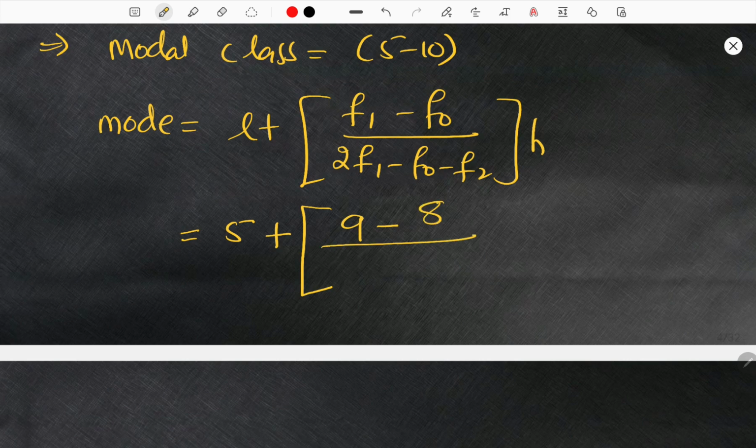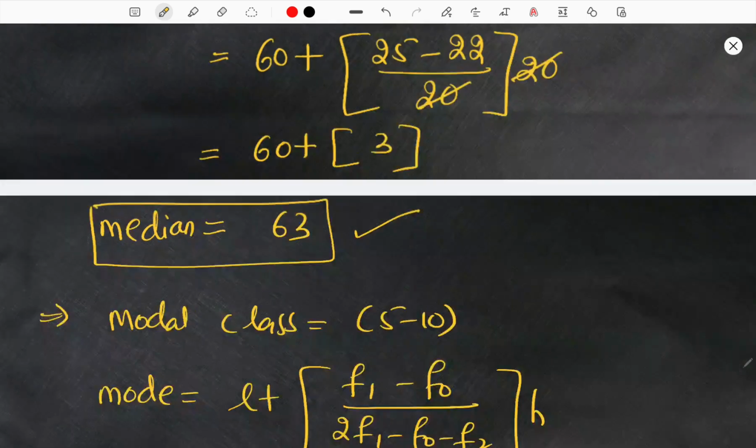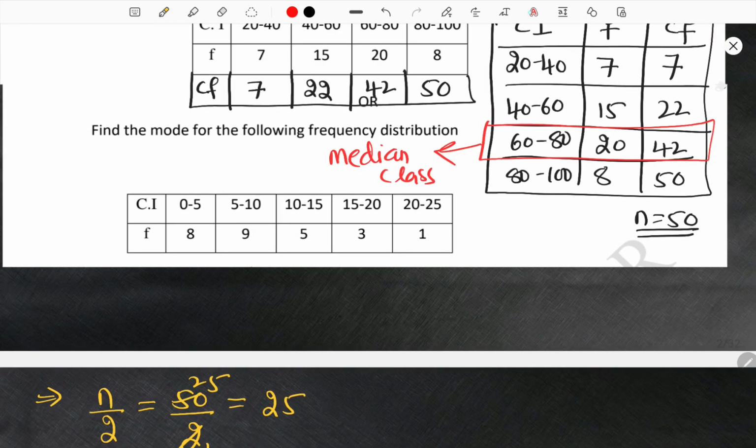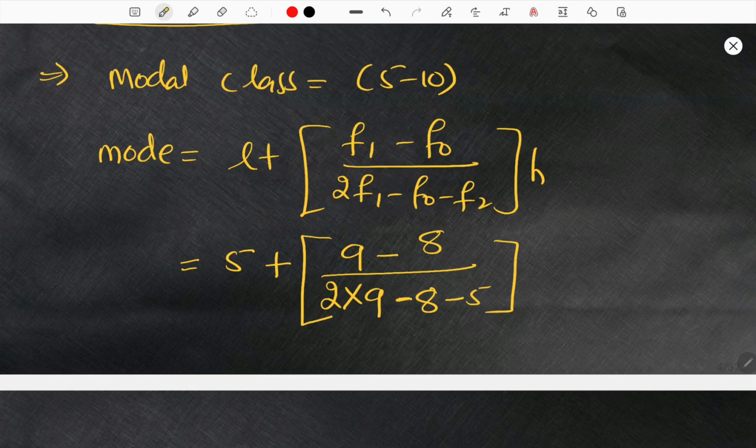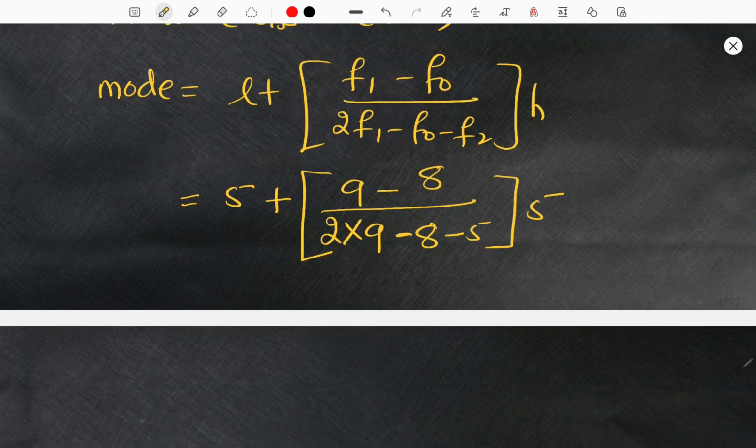Alright, divided by 2 into F1, which is again 9, minus F0 which is 8, minus F2. F2 means frequency of the class after the modal class. After the modal class, what is there? Look at this. After the modal class, this class is there and its frequency is 5. So let us substitute 5 there. Then close the bracket. What is H? H means height of the class. 5 to 10 means the height of the class is 5.